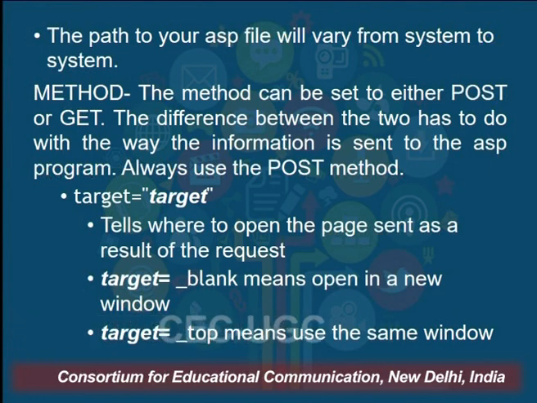The difference is in the way the information will be sent to the program. Generally we use the post method. The post method is the default method, but we can also use the get method. Then we also have another attribute that we had discussed, that is the target attribute.